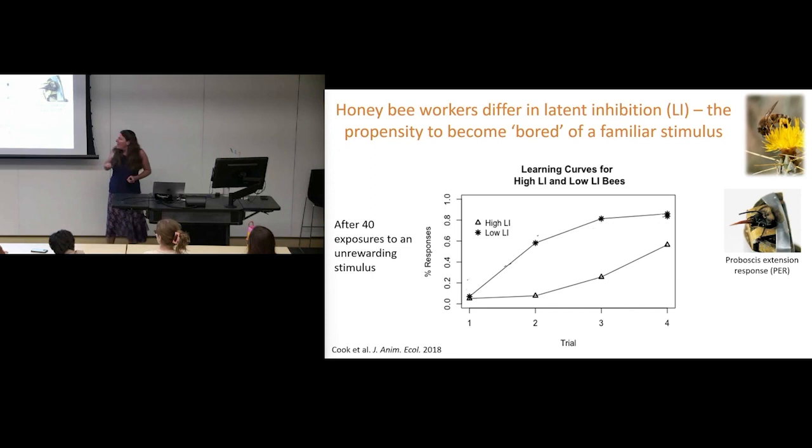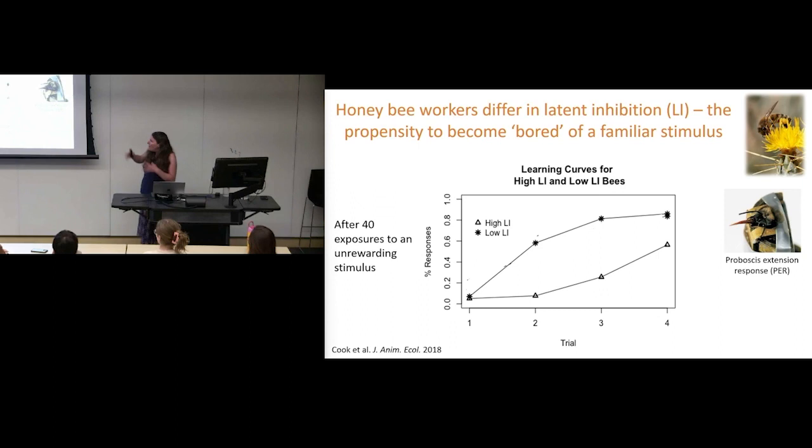And then there's these ones that basically have become bored of that stimulus. They're like, 40 times, it never gave us anything. We don't care that you're giving us sugar now. We're not gonna bother learning this association. And it takes them much longer to learn that odor. And so we call these individuals individuals with high latent inhibition, so high likelihood to become bored, and these individuals low latent inhibition, so they don't become inhibited by this boring stimulus.